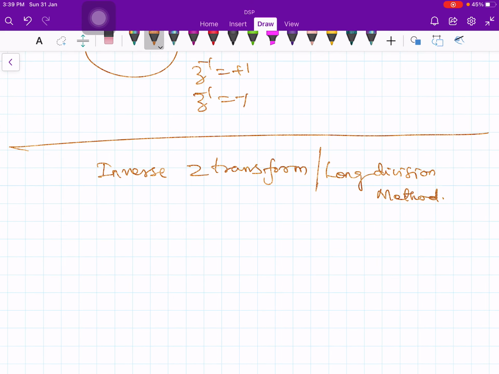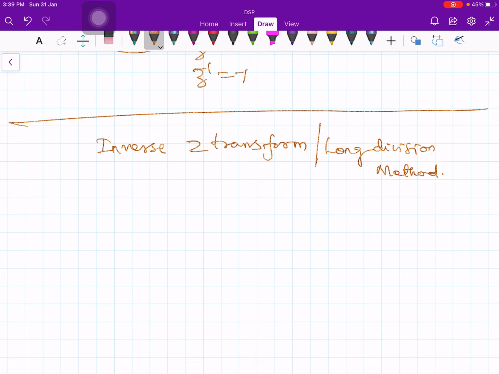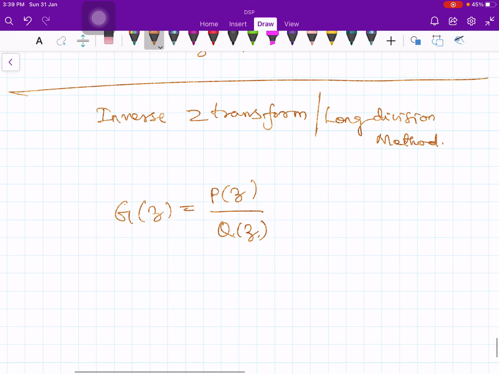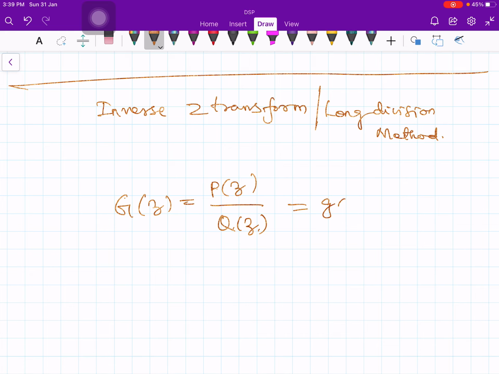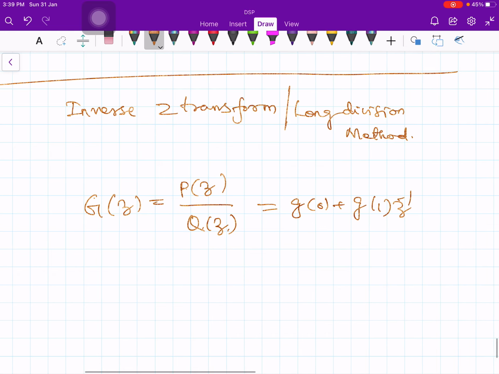Okay, so the inversion of Z transform can also be done by long division. All you have to do is to express this G of Z, which is a rational function, numerator polynomial P of Z divided by denominator polynomial Q of Z, in the form of G of 0 plus G of 1 Z inverse plus G of 2 times Z inverse squared, like this. So if you divide P of Z by Q of Z using long division and take the quotients, the quotient is a polynomial in Z inverse. So the coefficients will give you the sequence.